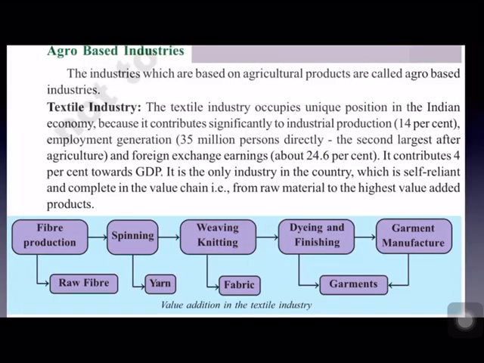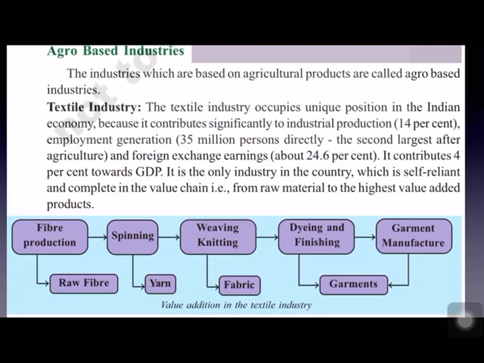Now we are going to learn about some of the agro-based industries. What are these agro-based industries? Already we learnt about it. The industries which are based on agricultural products are called agro-based industries. That means industries for which the raw materials are provided by the agricultural sector, like textile industry, sugar industry, jute industry, all these are agro-based industries. Now the first one is textile industry.